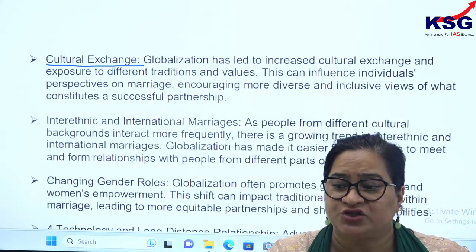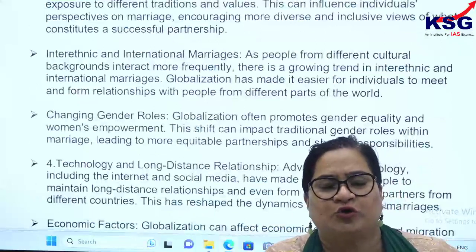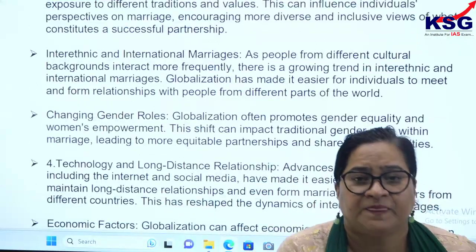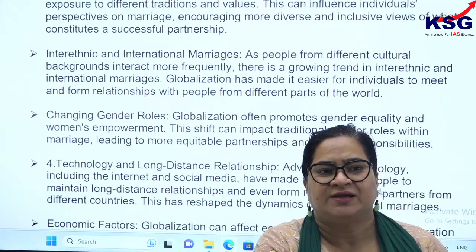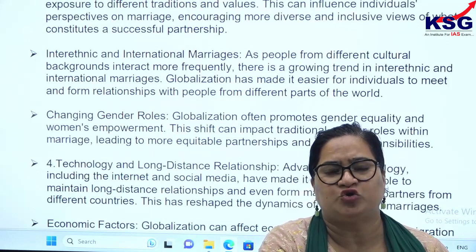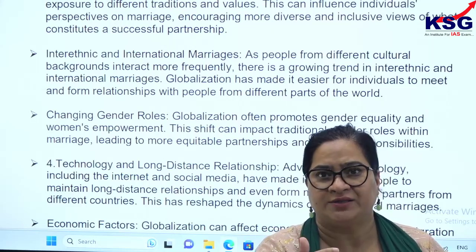Again, we can see changing of gender roles whereby people are contesting a lot of customs and traditions pertaining to marriage. For example, in Bengal, a girl contested the practice of kanya dan. She said, I am not a thing to be donated. So, I don't want to undergo the practice of kanya dan.